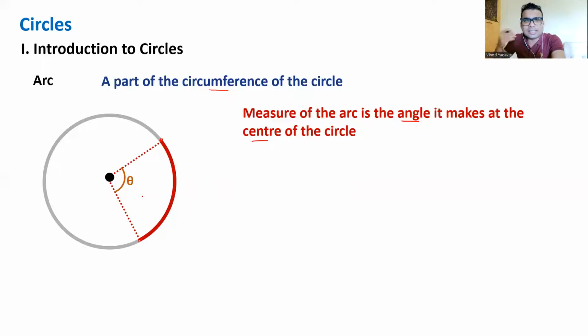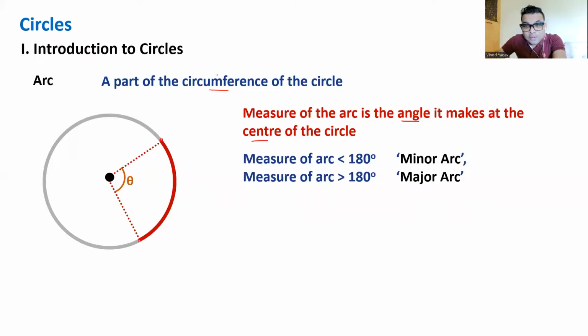So if this angle is 60 degrees, we can say that this arc is of measure 60 degrees. Likewise, we can say a full circle subtends 360 degrees at the center, right? So if the measure of the arc is less than 180, we call it a minor arc, and if it is more than 180, a major arc. So you should be comfortable with these words as well. Minor arc, major arc. All right, cool.